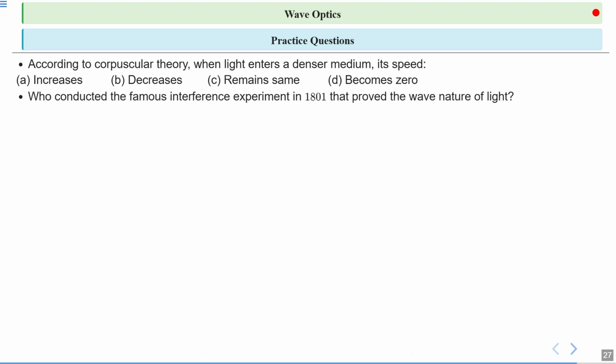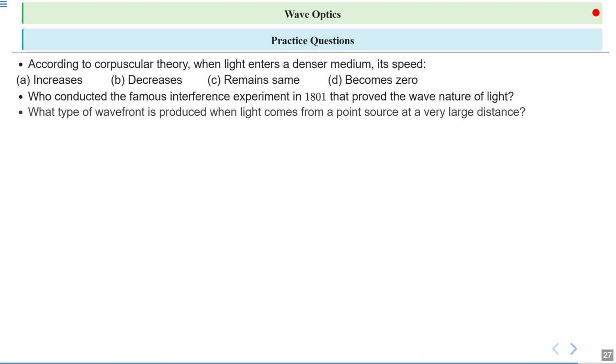Now, next question. Let's talk about a pivotal experiment in the history of physics. Who conducted the famous interference experiment in 1801 that demonstrated the wave nature of light? Next, consider a point source of light that's very far away. What type of wavefronts does it produce? This concept is important because it helps us understand how light travels over long distances.